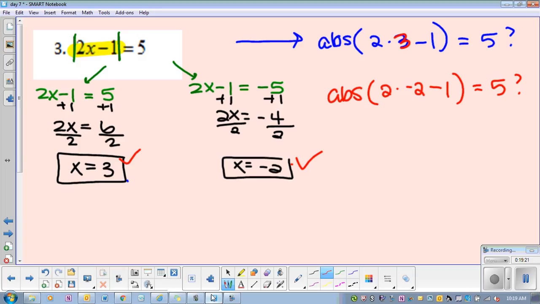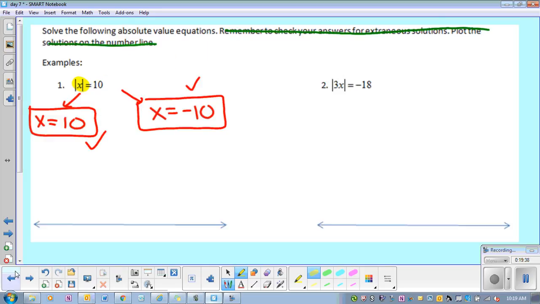I want you guys to think of something. Look at this. When you dropped the bars and you wrote it twice, this number on the left is what kind of number? Positive. Okay, go back to number 1. Drop the bars and you wrote it twice. This number was what? Positive. Now, can we go back and look at number 2?